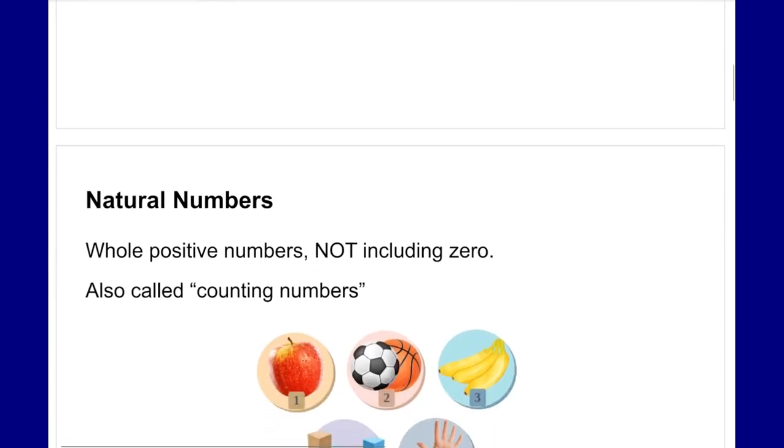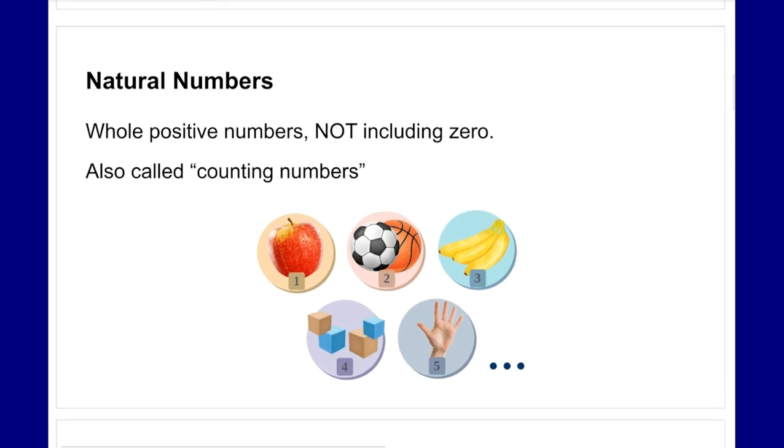So we're going to start off with the most basic. The simplest subset of real numbers is natural numbers. And natural numbers are whole positive numbers, not including zero. They're also called counting numbers, as you can imagine. It's how we count things: 1, 2, 3, 4, 5, 6, 7, and so on. So whole positive numbers, not including zero, are what we call counting numbers.